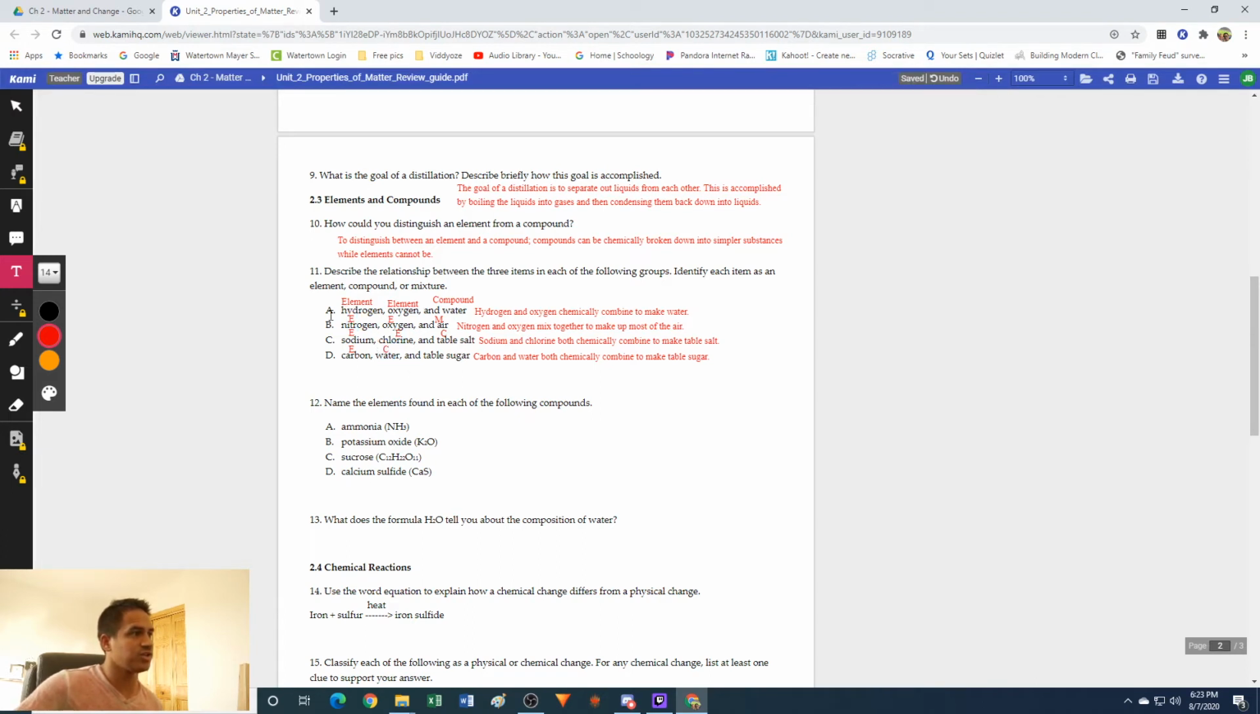We know it's a compound because we actually answered that one up here in letter A. So we know it's a compound made out of two elements, hydrogen and oxygen. And table sugar is just a more complicated compound. So table sugar is actually a compound made out of another compound plus an element.